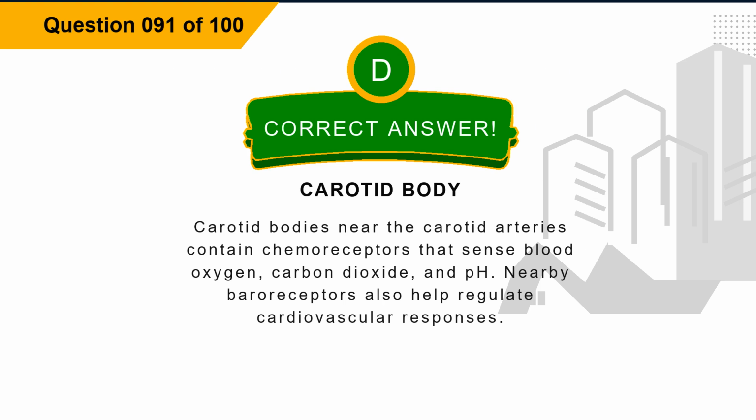The correct answer is option D. Carotid body. Explanation. Carotid bodies near the carotid arteries contain chemoreceptors that sense blood oxygen, carbon dioxide, and pH. Nearby baroreceptors also help regulate cardiovascular responses.